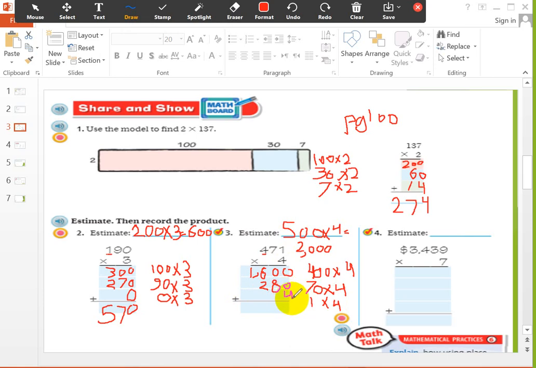Now I will add the answers. 0 plus 0 plus 4 equals 4. 0 plus 8 equals 8. 6 plus 2 equals 8. And there is no thousand, so I will take the thousand and write it here. So the answer is 1884, close to 2000. Okay, girls?